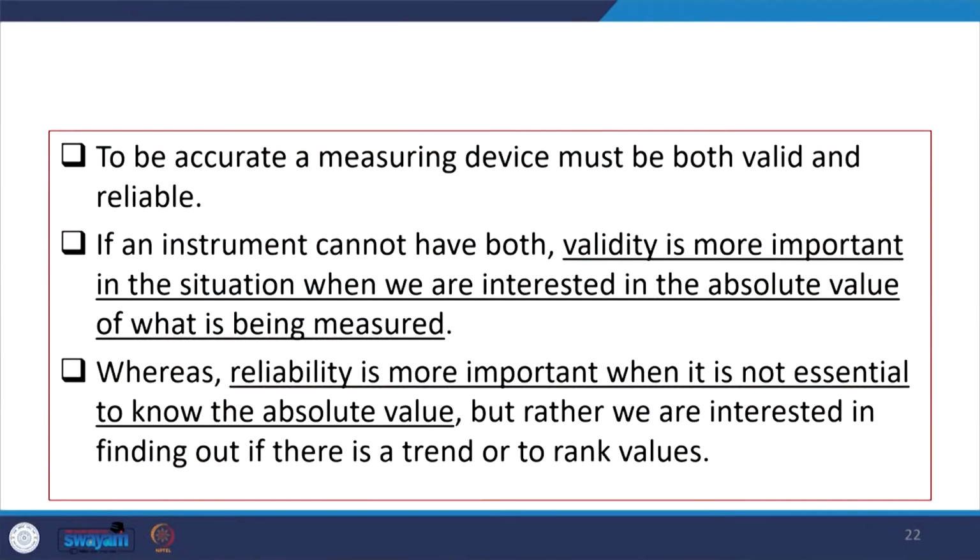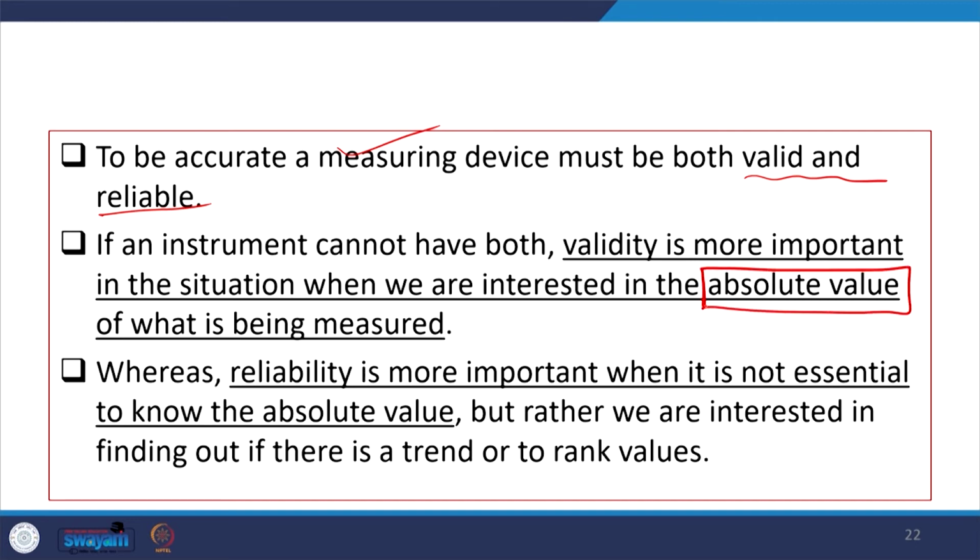Okay. Now, to be accurate, a measuring device must be both valid and reliable. So, this must be valid as well as reliable. Okay. So, whenever both are there, then our measuring device or the measurement technique is considered to be most accurate. If an instrument cannot have both, validity is more important in the situation when we are interested in the absolute value of what is being measured. This is also quite important.